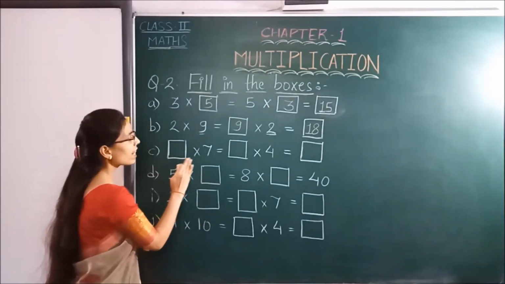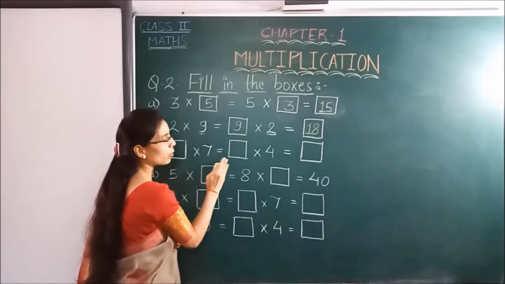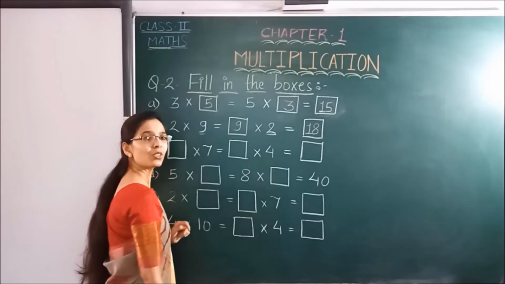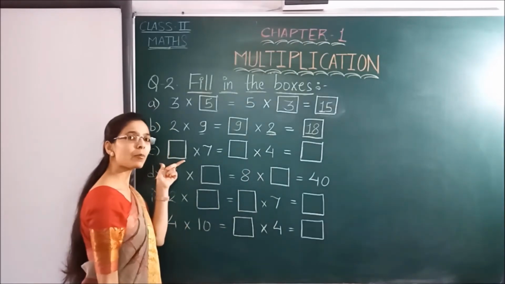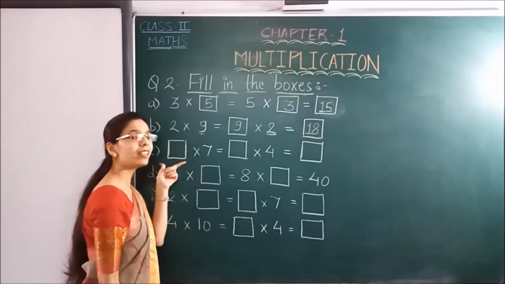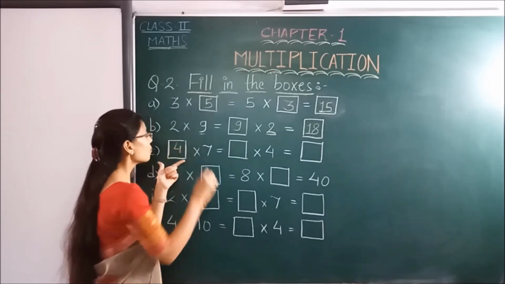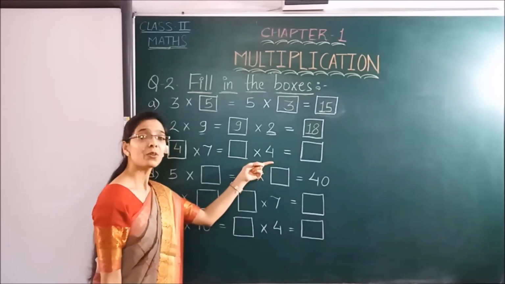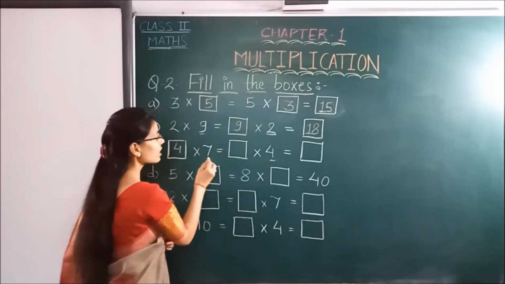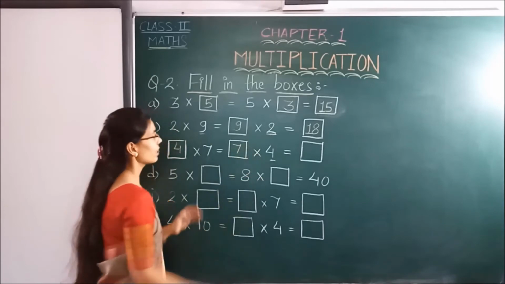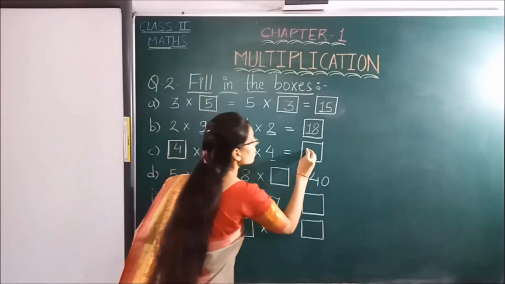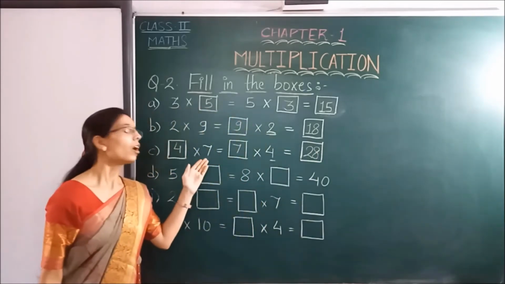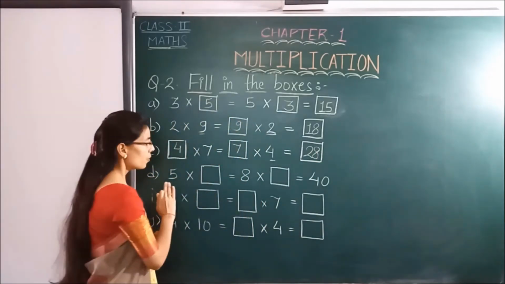Okay. See, dash multiplied by 7 is equal to dash multiplied by 4. 4 is here, so we can easily identify which is the other number here. 4 multiplied by 7 is equal to dash multiplied by 4. 4 is already here. Which number is missing? 7. So 4 7s are 28. Okay, only order is changed here.